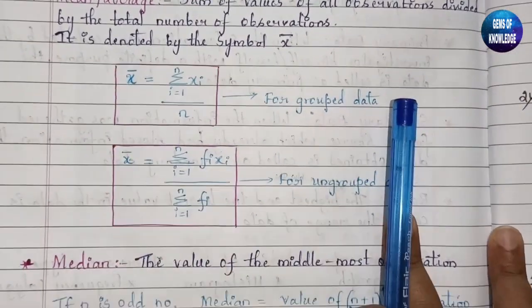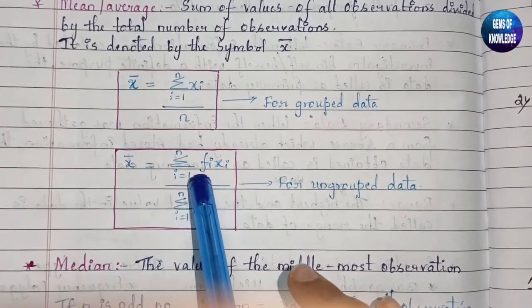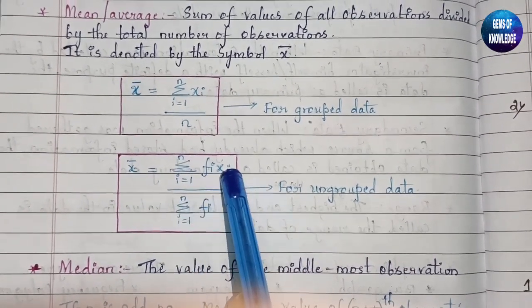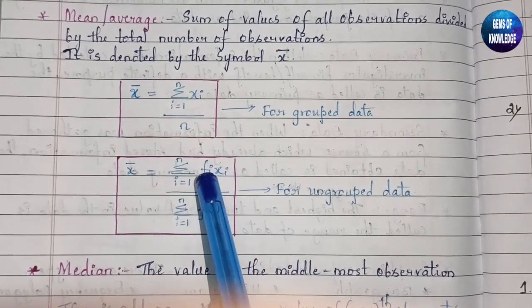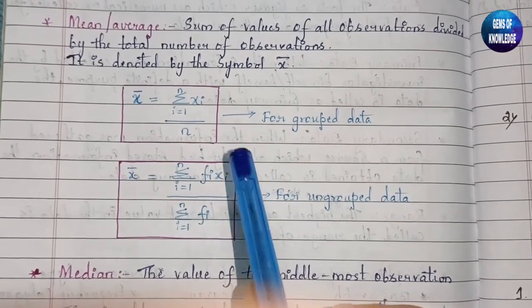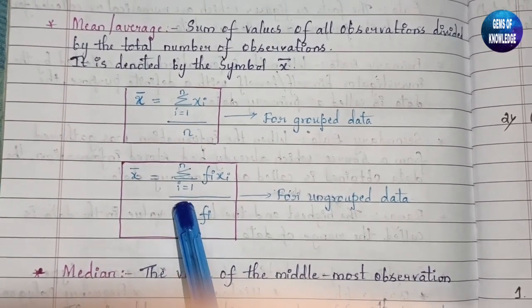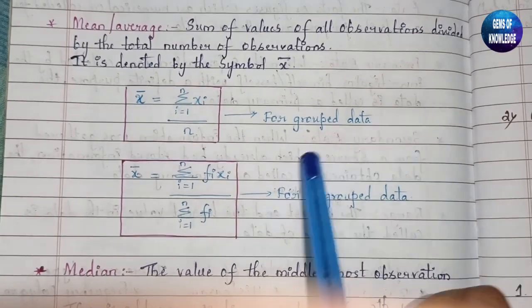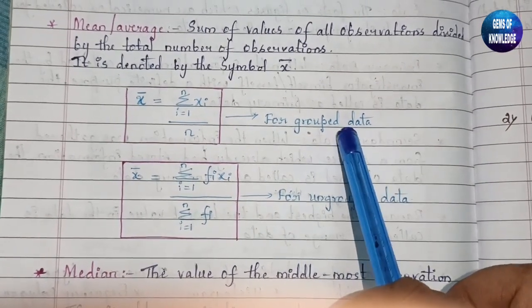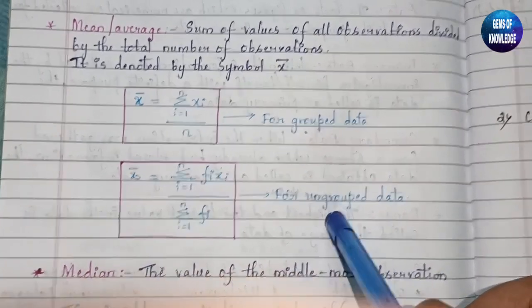Next, one more formula is there. As you can see, the summation of i equals 1 to n of fi xi, that is frequency into x terms. I'll show you what this is while solving the exercise. Divided by the sum of i from 1 to n of fi. This is for the ungrouped data and this is for the group data. There are two formulas: one is for group data and the other is for ungrouped data.